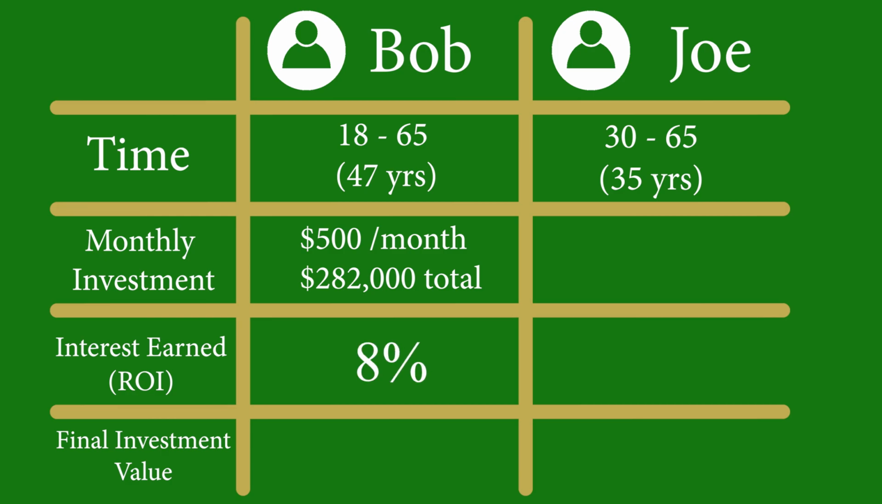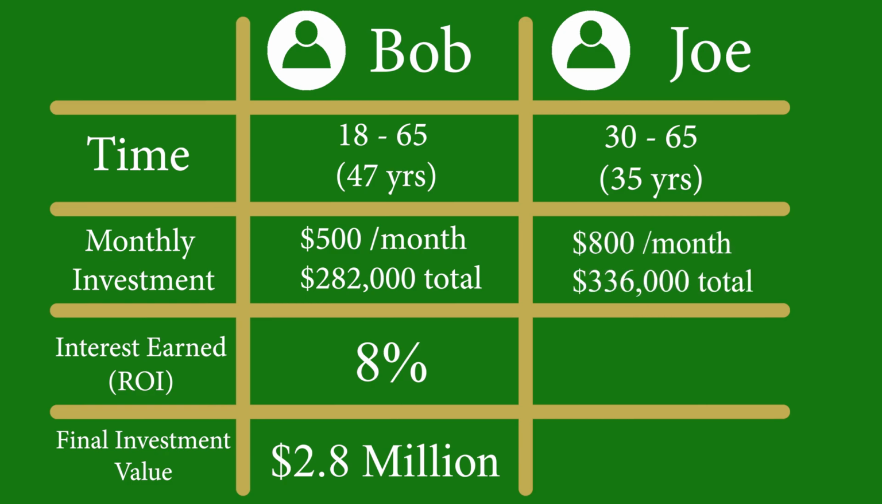At the end of it, Bob would have invested $282,000 of his own money, but the investment would have grown to over $2.8 million. Joe, realizing it was a bit late, invests $800 every month, earning the same 8% interest. When Joe retires at 65, he would have invested $336K of his own money, but the investment would have only grown to $1.7 million, which is still a lot, but it's nowhere close to where Bob was.